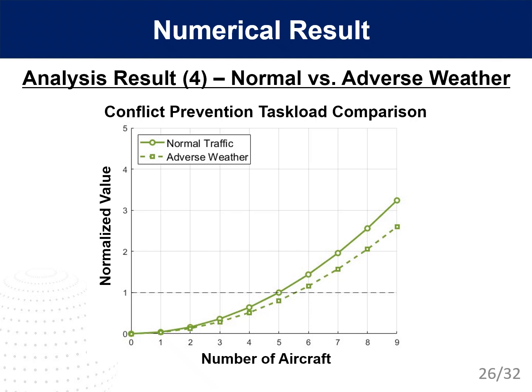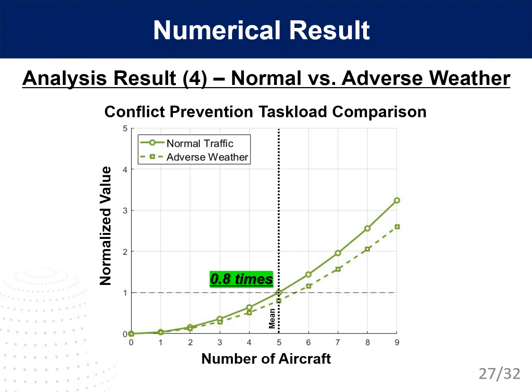In contrast, conflict prevention tasks were reduced to approximately 0.8 times the level observed under normal traffic conditions. This reduction occurred because under adverse weather conditions, air traffic controllers often issue direct instructions to expedite aircraft exit from the sector, consequently leading to fewer aircraft and a lower frequency of conflict prevention tasks.